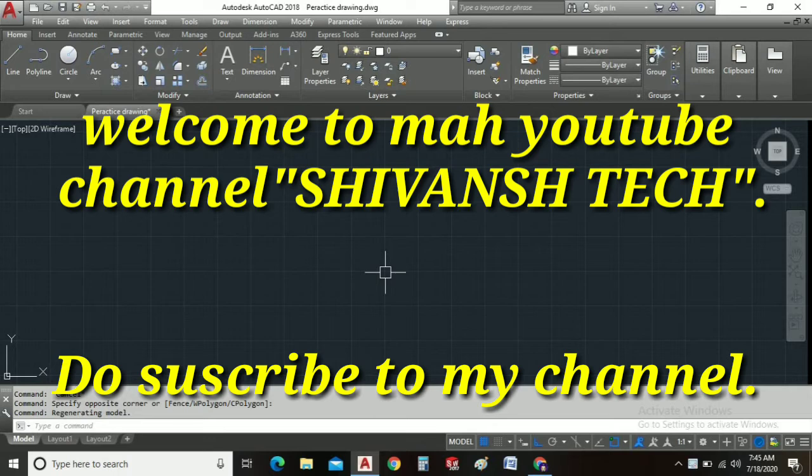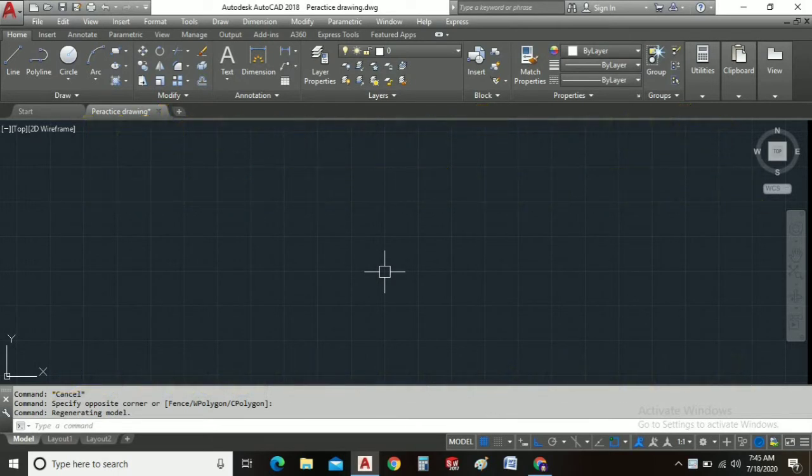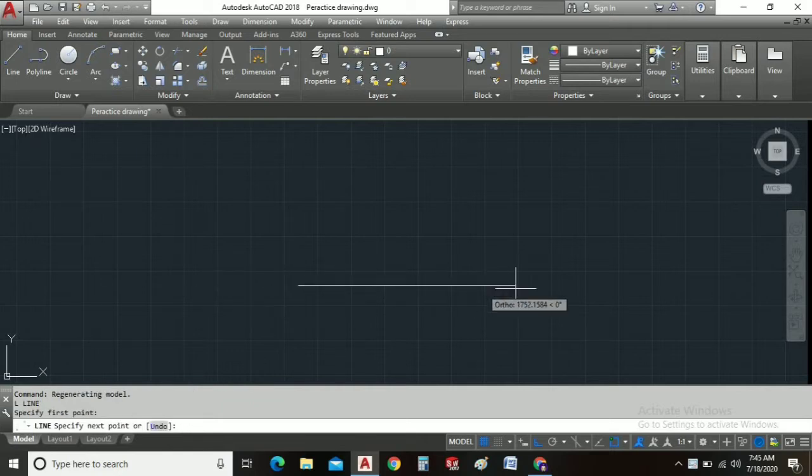And guys, in today's tutorial, we are going to understand how to draw a line at some angle without using the rotate command. Normally what people do, when they have to draw a line at a 45-degree angle, something like this.